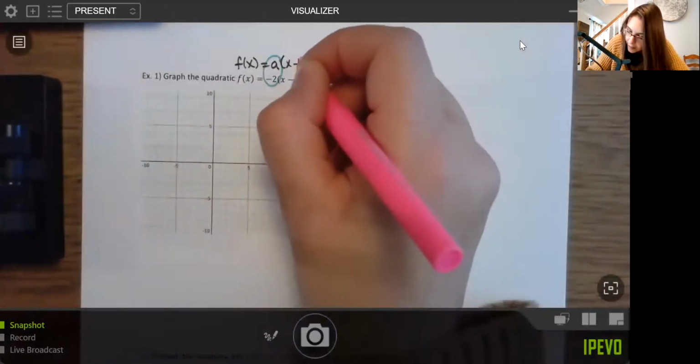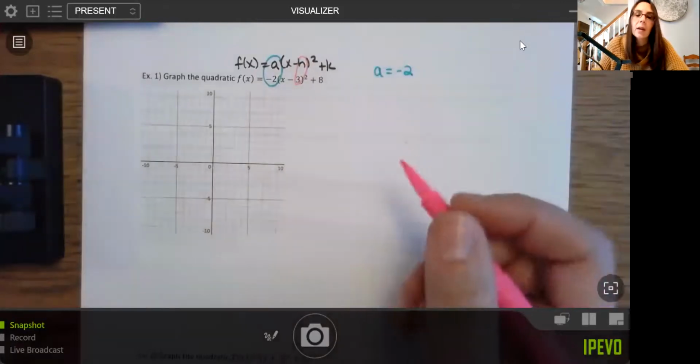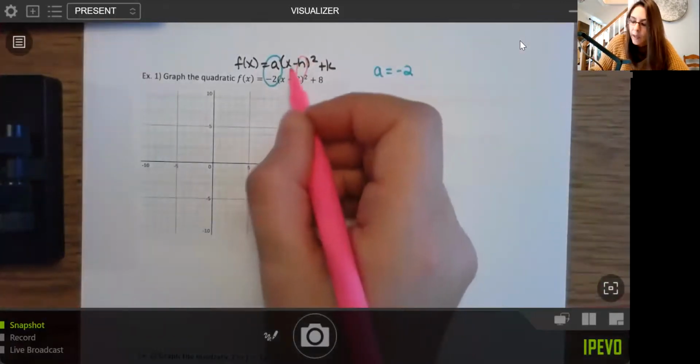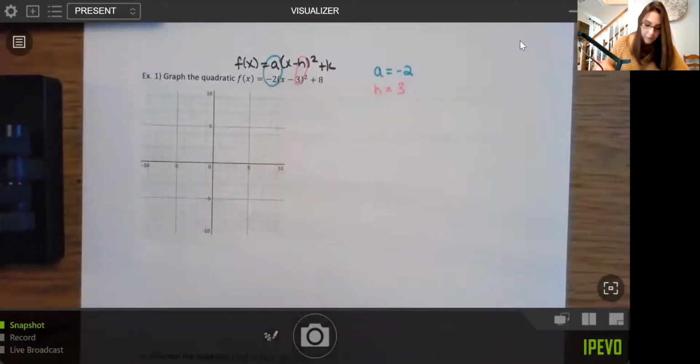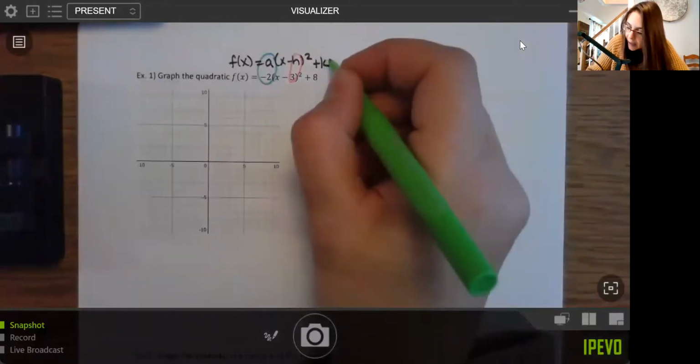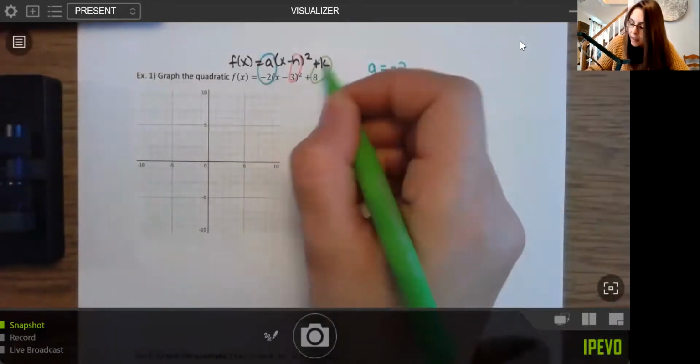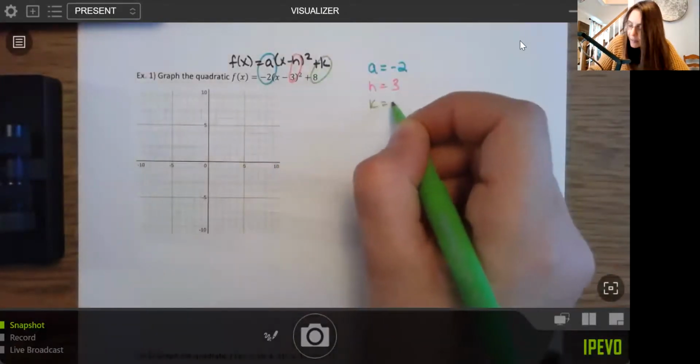Your h matches up here. Notice that there is a minus sign, so the h is going to be 3. And then your k is that end value. So I have both pluses here, so k is just going to be 8 in this case.